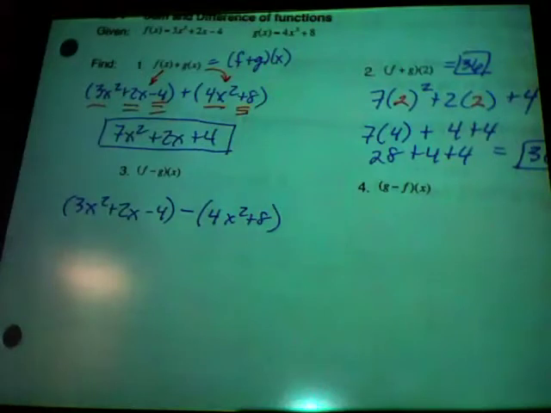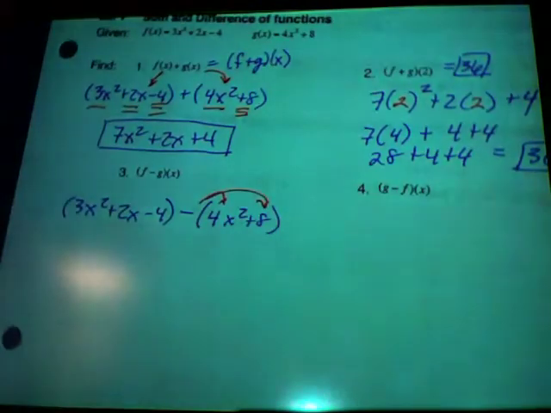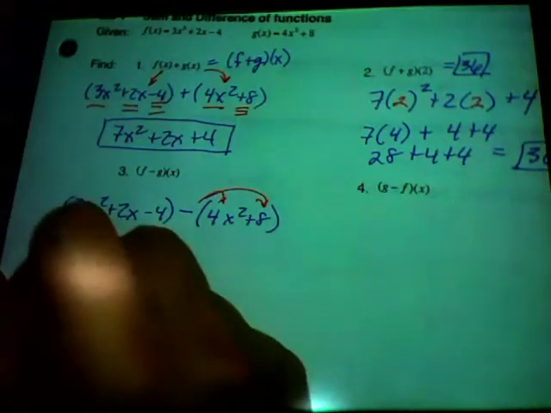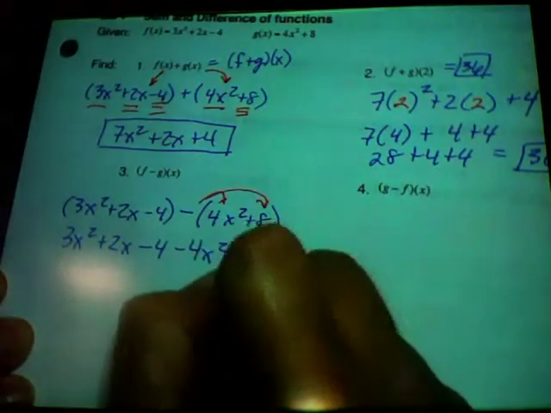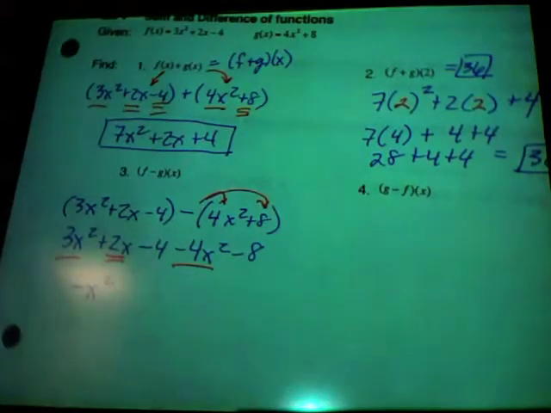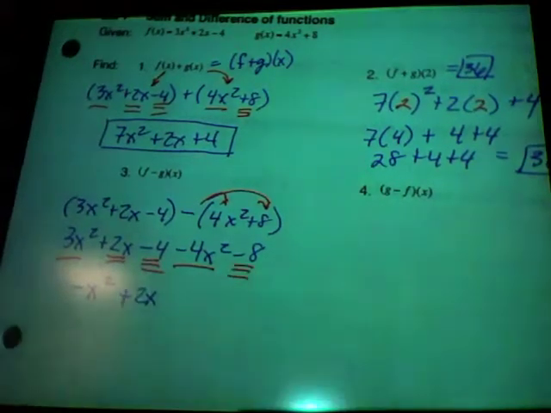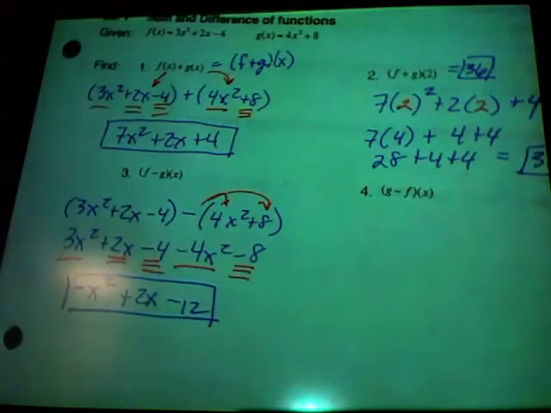Why would I do that? Yeah, you need to distribute that negative because you're subtracting the whole function, not just the 4x squared. So I've got 3x squared plus 2x minus 4 minus 4x squared, minus 8. Now collect like terms. Do you agree with mine?